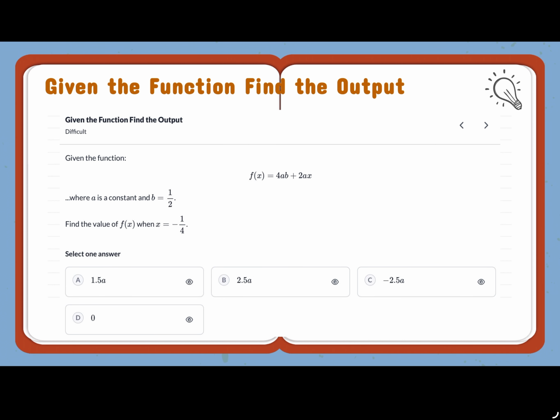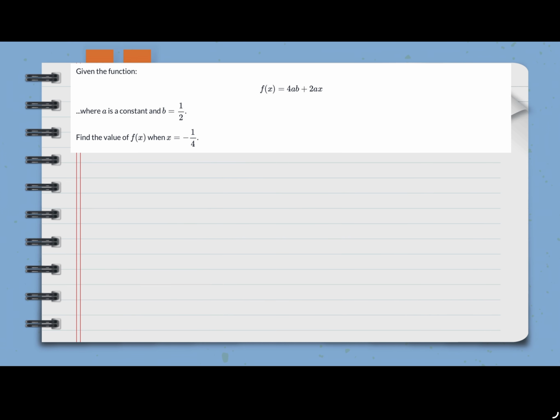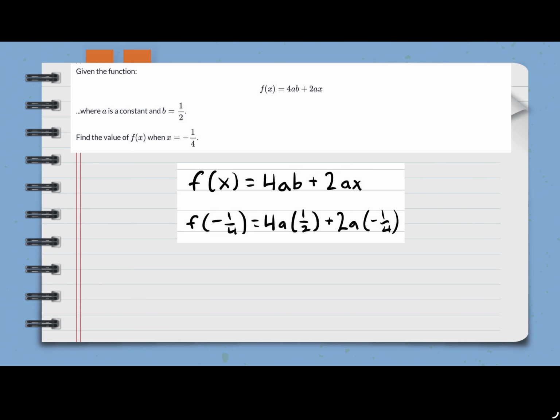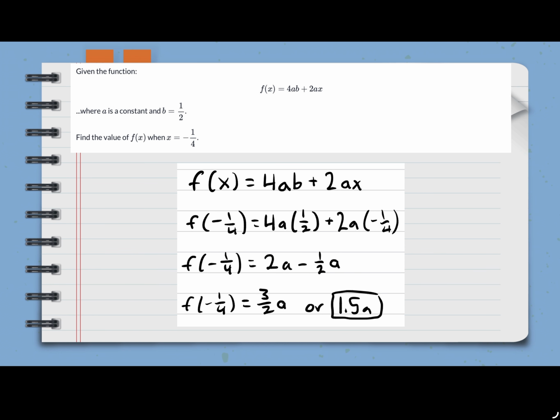Okay, given the function, find the output. This just means you plug in b, and you plug in x, and we find y. Or sorry, not y. We find a. So you'll start off with your function. You plug in x as negative 1/4, and you plug in b as 1/2. Pretty straightforward. Kind of just solve it out mathematically. You end up with 2a minus 1/2 a, and you'll get 3/2 a, or 1.5a.